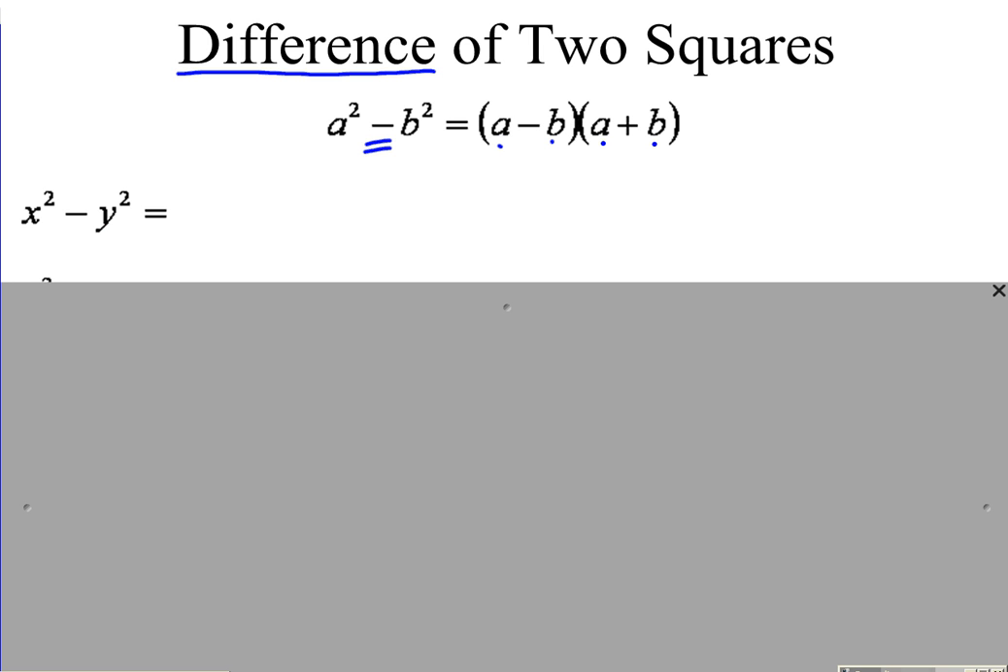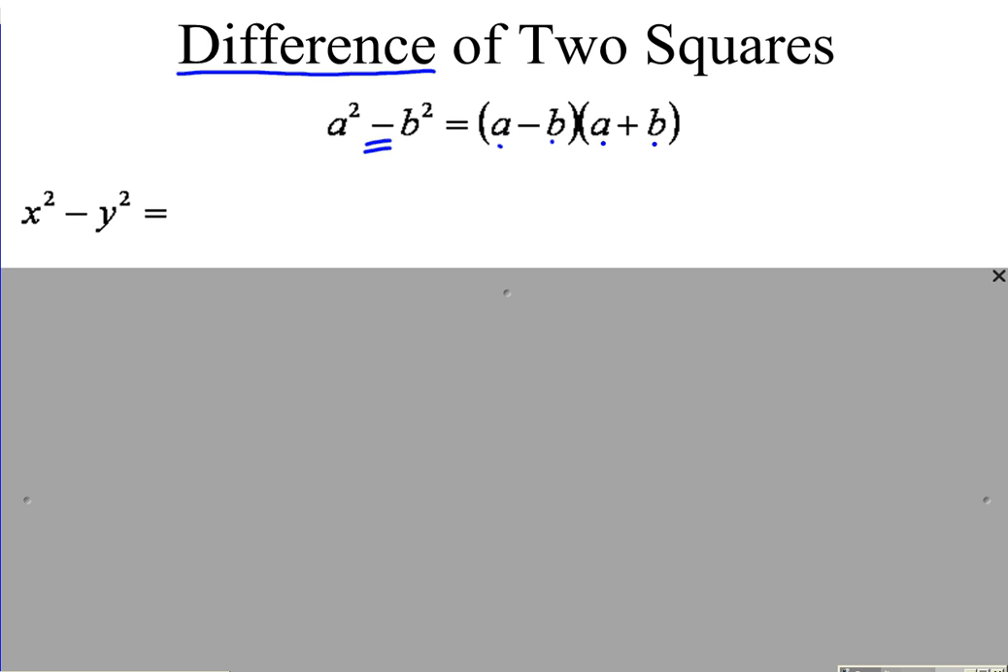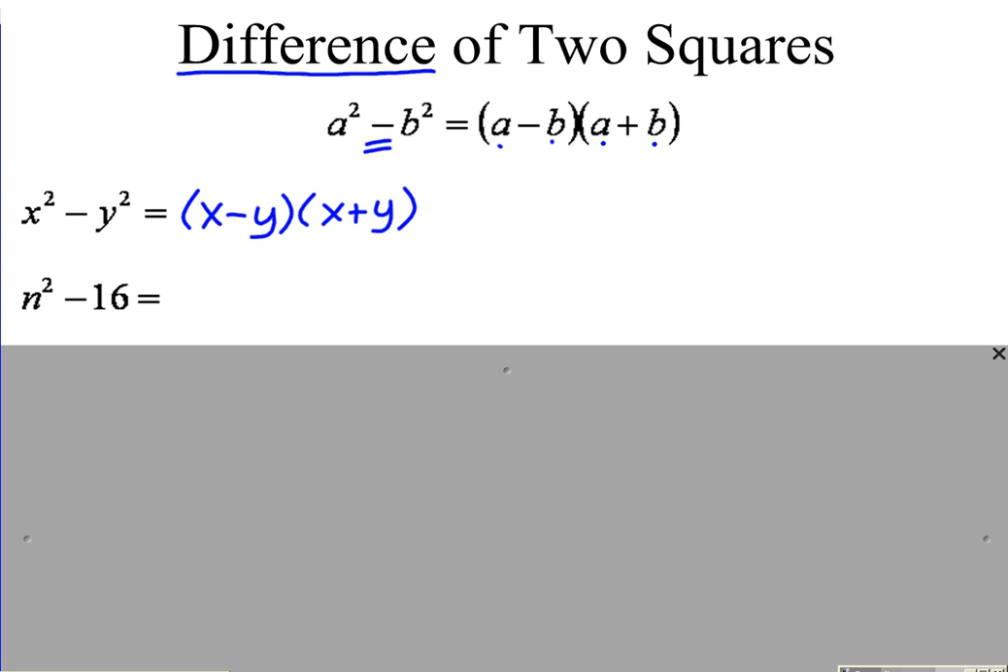So in this case, x squared minus y squared. Square root of x squared is x. Square root of y squared is y. So we have x minus y times x plus y. n squared minus 16. Square root of n squared is n. Square root of 16 is 4. So I have n minus 4 times n plus 4.